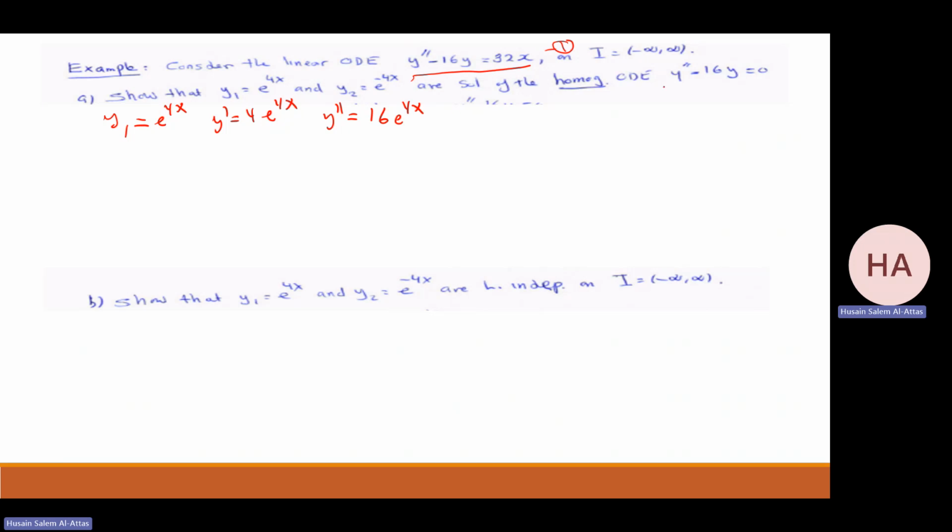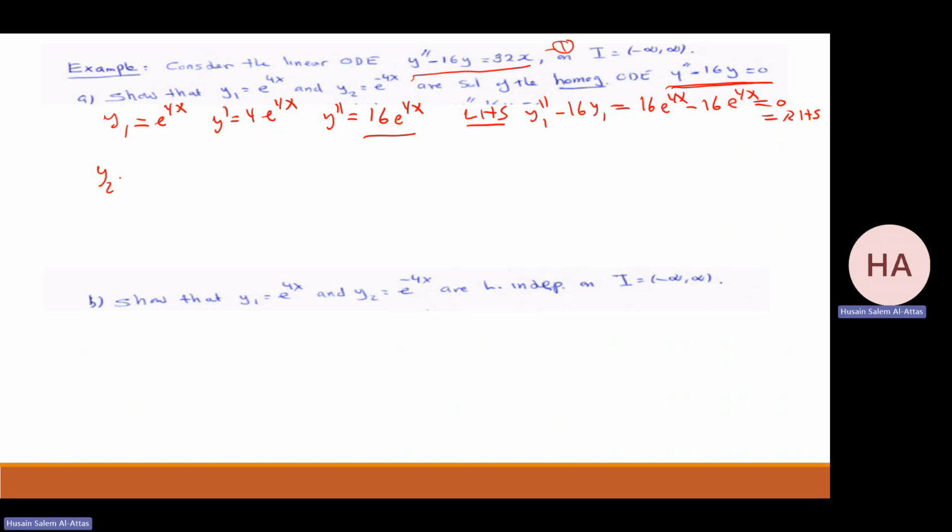It's from the homogeneous, which is this one. I want to check it's a solution of this homogeneous. So now I have the left-hand side, y1 double prime minus 16 y1. y1 double prime is this. y1 is e to the power 4x, which is equal to 0, which is the right-hand side. So it's very clear y1 is a solution.